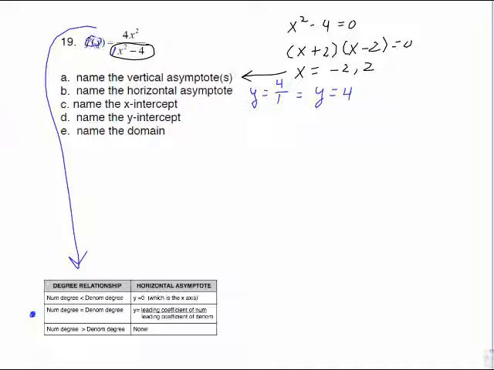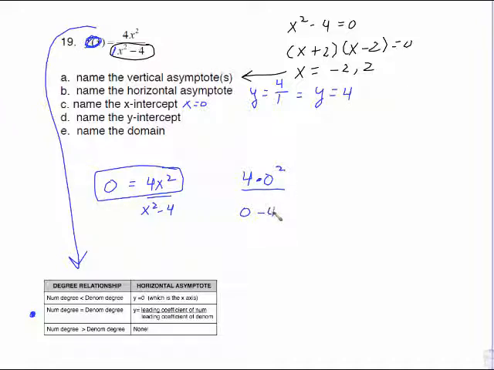X-intercept, you set this equal to 0 and solve. So I'm looking at 0 equals 4x squared over x squared minus 4. Now think about this. If this fraction equals 0, the only way the fraction equals 0 is if the top equals 0. So really all you have to look at is solving 0 equal to the top, which gives us x equals 0. The y-intercept, we're going to plug 0 in for those x's. So this is 4 times 0 squared over 0 minus 4.